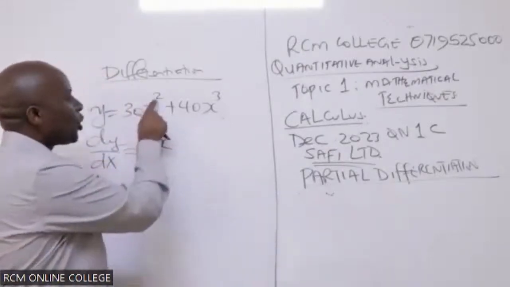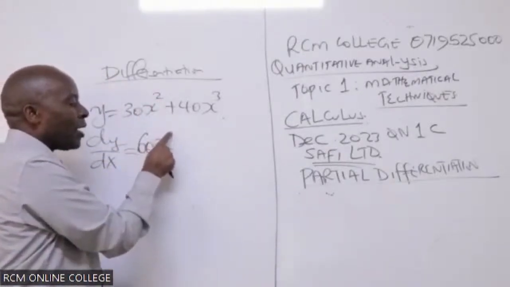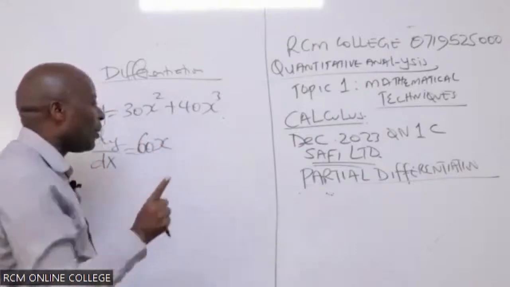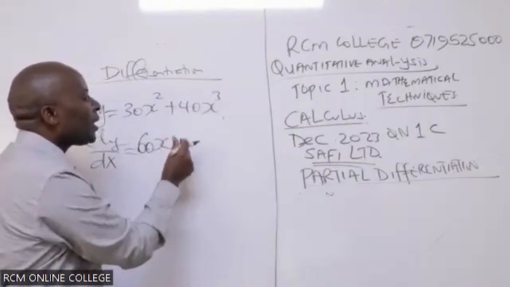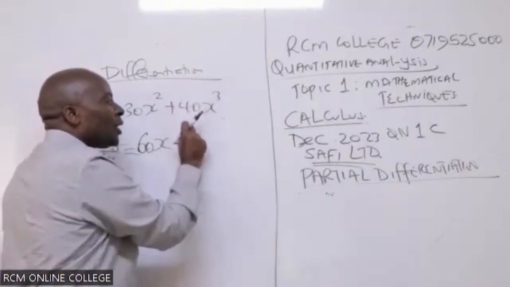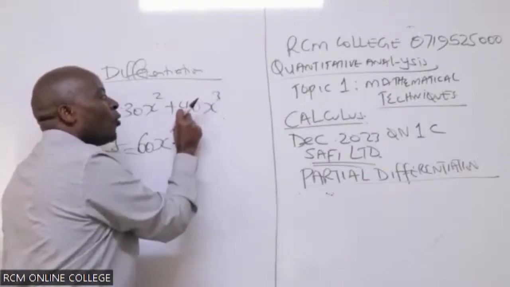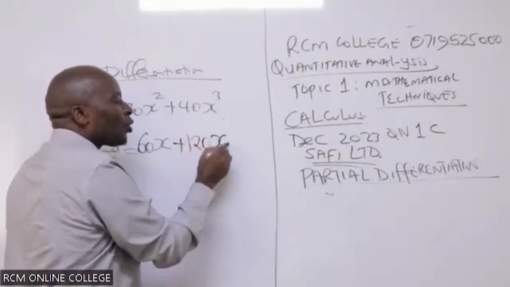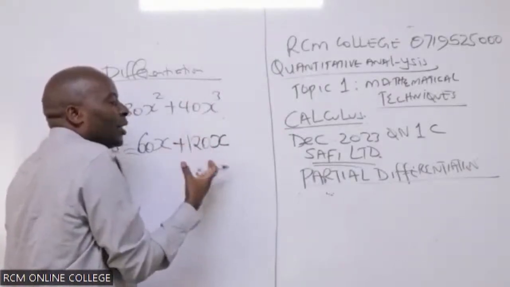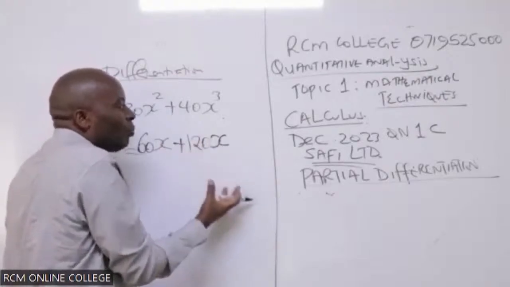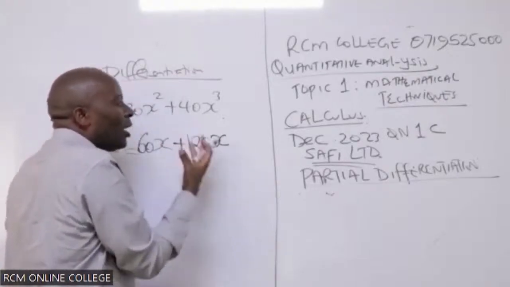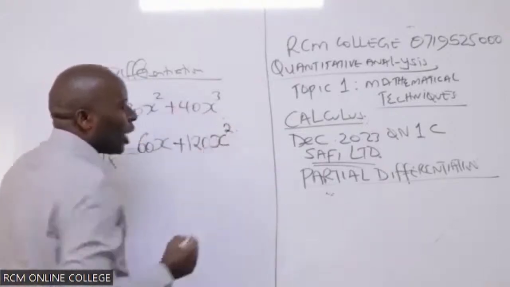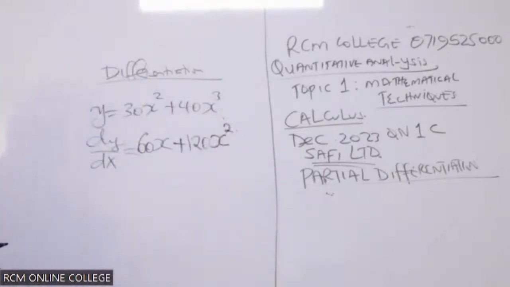Initially we had a 2. 2 minus 1 gives me 1. Power 1 is always silent. Plus, in this case, this 3 we differentiate. This 3 comes down. 40 times 3 gives me 120, x raised to our reduced power, which is a new power. How do we get this new power? To get the new power, you take the old power and take away 1. In this case, this will give us 2.